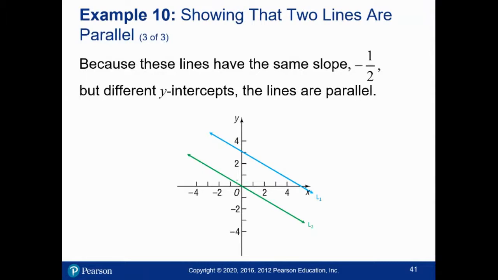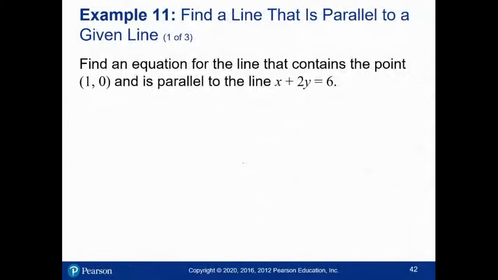Okay, and here's a graph of them. They have the same direction. They're never going to intersect. They're parallel. Okay, so can we find an equation of a line that goes through the point (1, 0) and is parallel to the line x plus 2y equals 6?